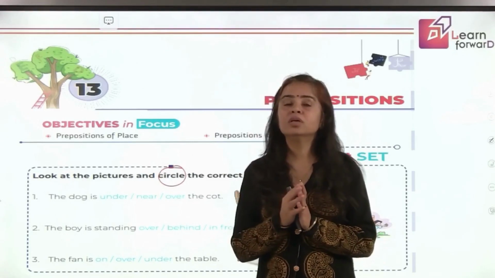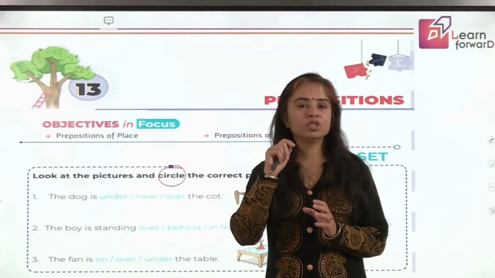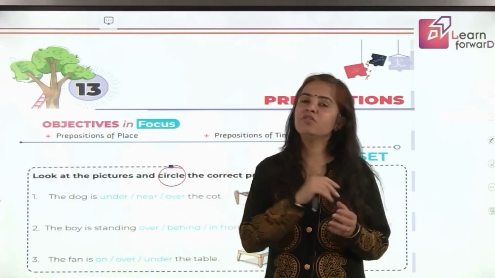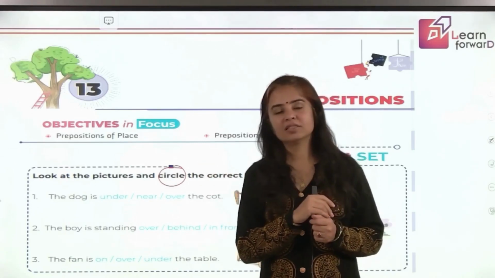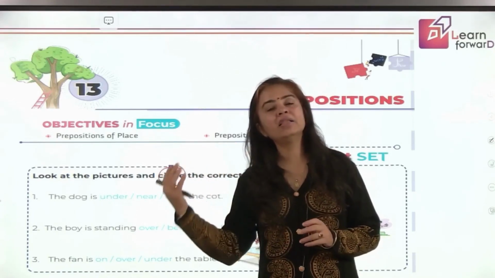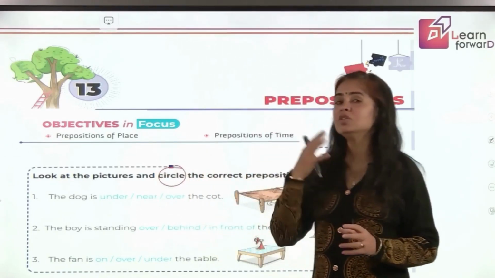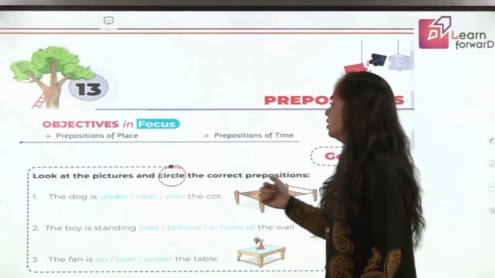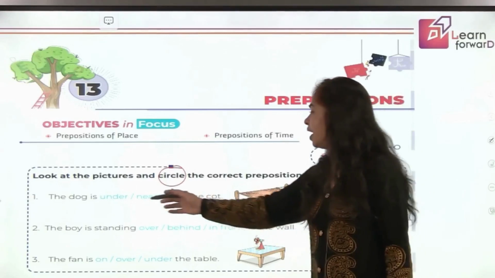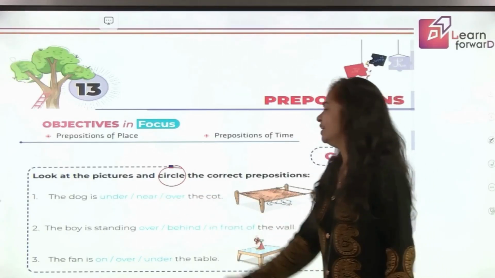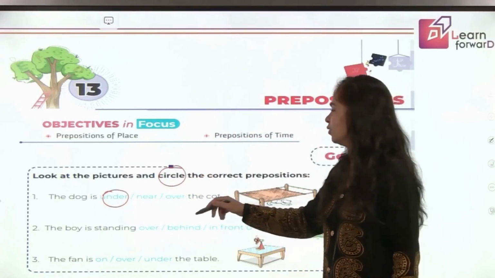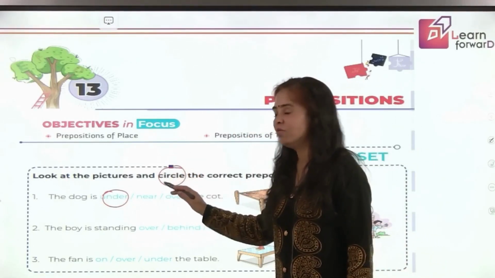Prepositions are the words that tell you about the position of a noun on one side, and then we have some other word on the other side, right? At least on one side there should be a noun or pronoun, and the other side can be any. So we just correlate them. So we have here the dog, where do you see the dog? Is it under, near or over? Yes, it is under. So we'll have to circle. See, I always put a line or circle to make you remember what you have to do.